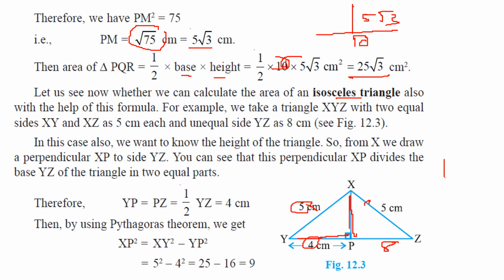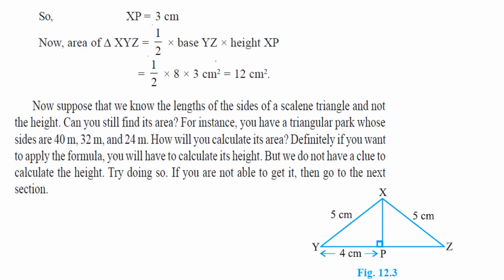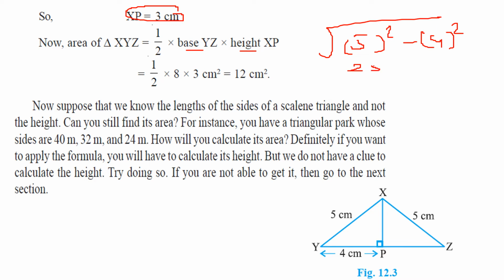So if height is h, then half into base, you can take the whole of this, so 8 into height. So this will be your area. That means half into base into height. Height is computed as 3, because you just have to find 5 square minus 4 square under root, which will be equal to 25 minus 16, that is 9 under root, which is 3.